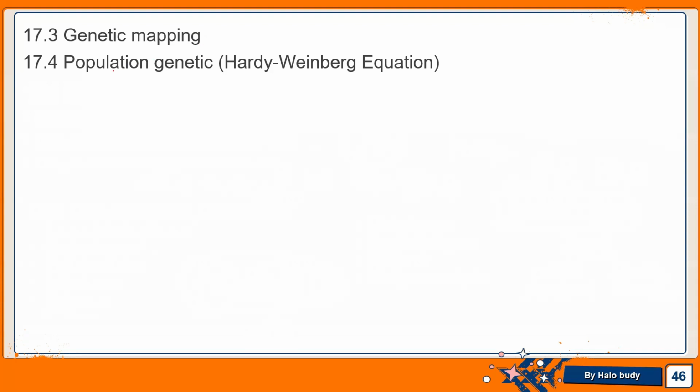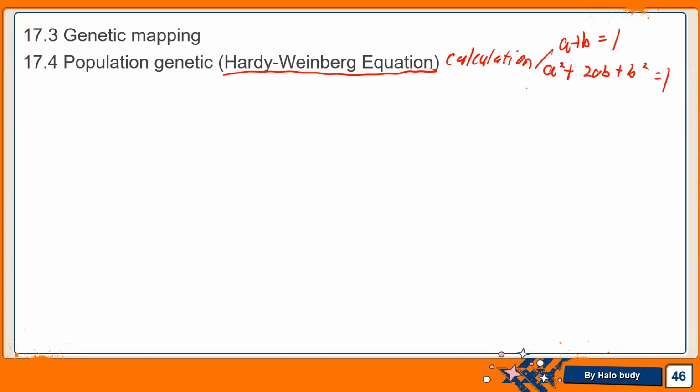Then the fourth topic is population genetics and the Hardy-Weinberg equation. This one is calculation. Semester 3 has a lot of calculation, ecology has calculation, and this chapter has calculation. You have to know the equation. The equations are easy, only 2 equations. A plus B equals 1. A square plus 2AB plus B square equals 1. Easy, you surely can memorize it.